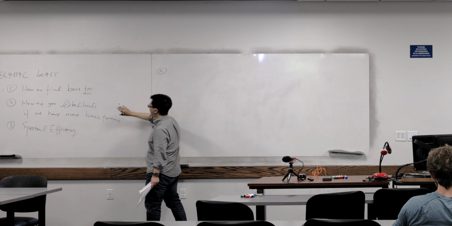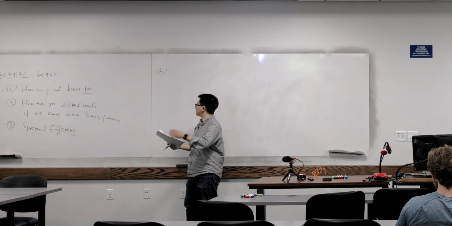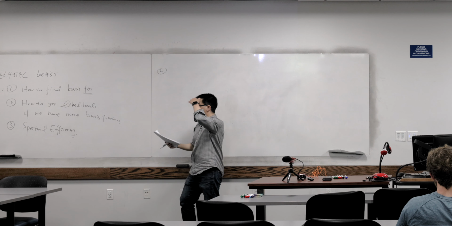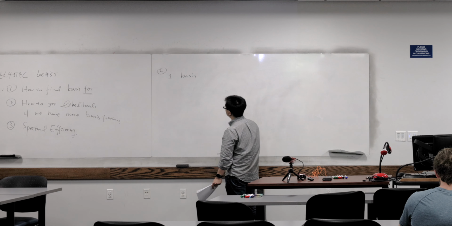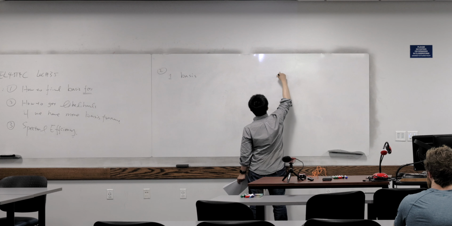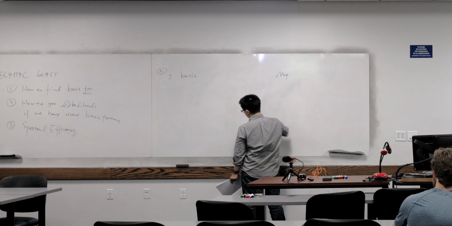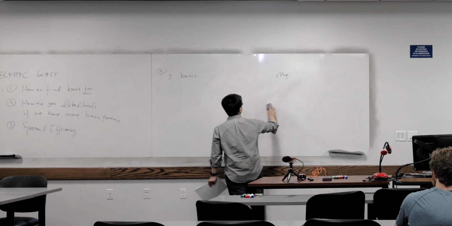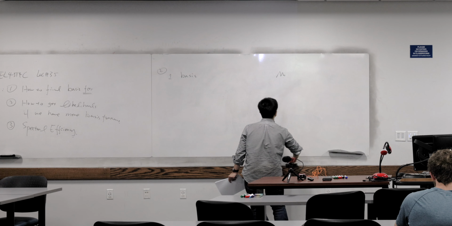Okay, how to get the likelihood if you have more basis functions? Let's see what the differences are. We studied explicitly the case where the number of bases is 1, with one basis function. Now we want to have multiple basis functions. Let's see what the difference is.